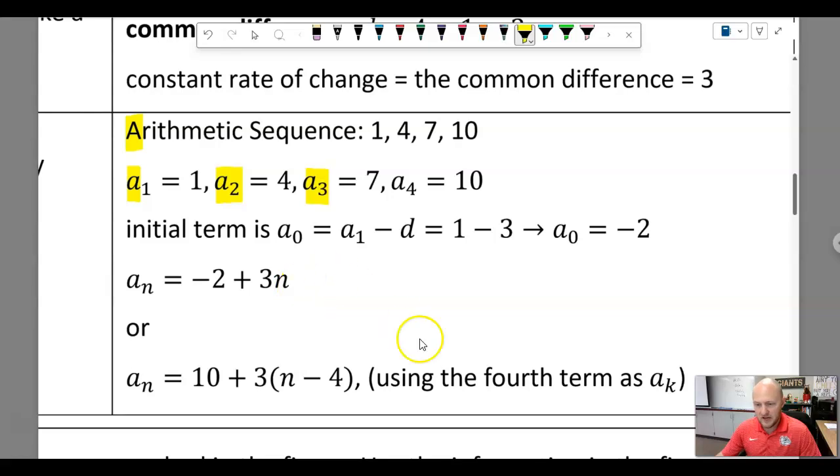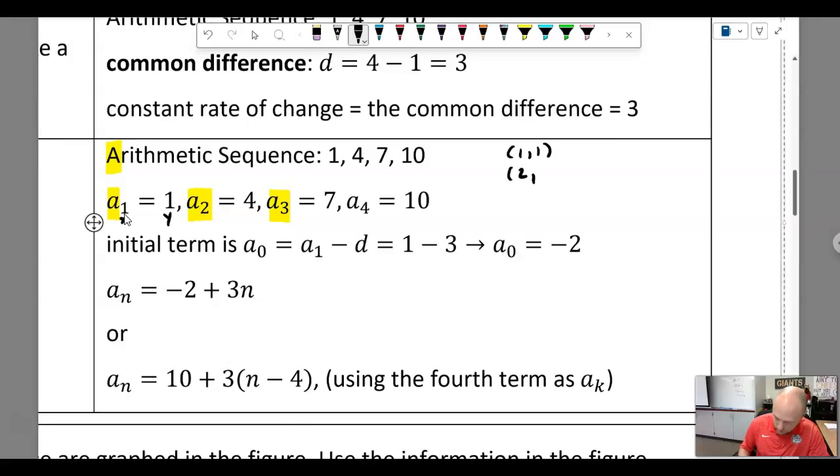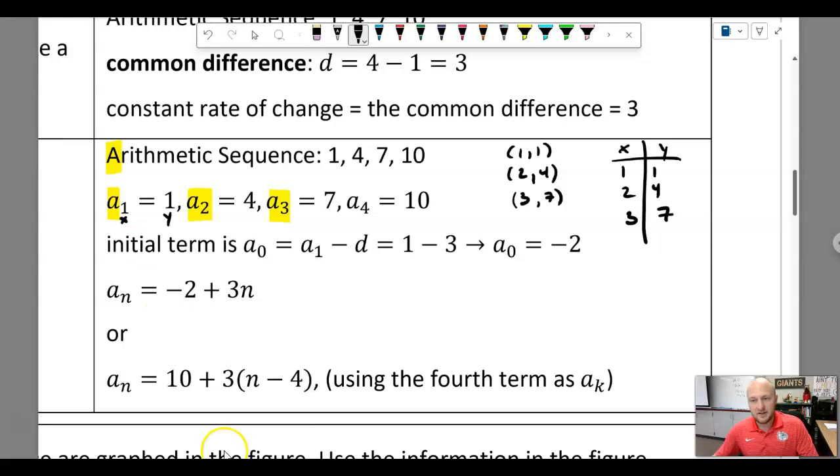This is really beneficial too, because if we end up having to graph these, this subscript notation is more like an x value. This is your x and this is your y. So that ordered pair would be (1, 1), the next ordered pair would be (2, 4), and the next one (3, 7). We could also make this a table too. Sometimes you see arithmetic sequences given in tables: 1, 1; 2, 4; 3, 7; so on and so forth.